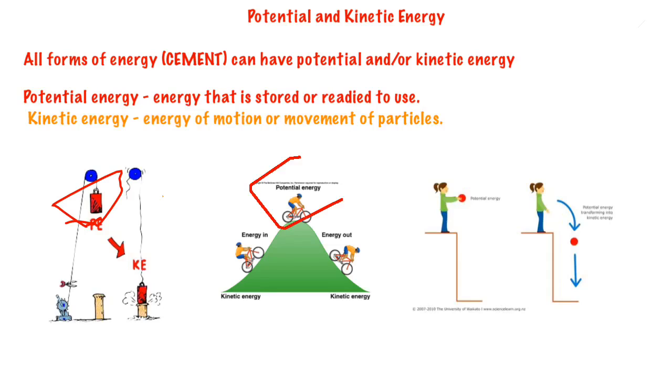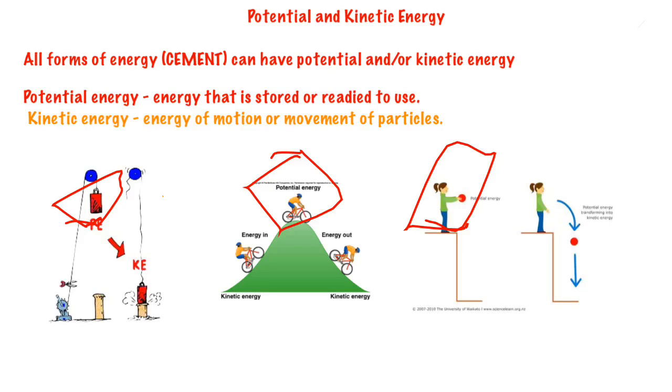Potential energy in the middle. Person at the very top. Okay? He's at the very highest peak, so he has the most potential energy. And over here, the girl that's holding the ball, it's ready to be moved. She has potential energy. Kinetic, on the other hand, is energy that's in motion.